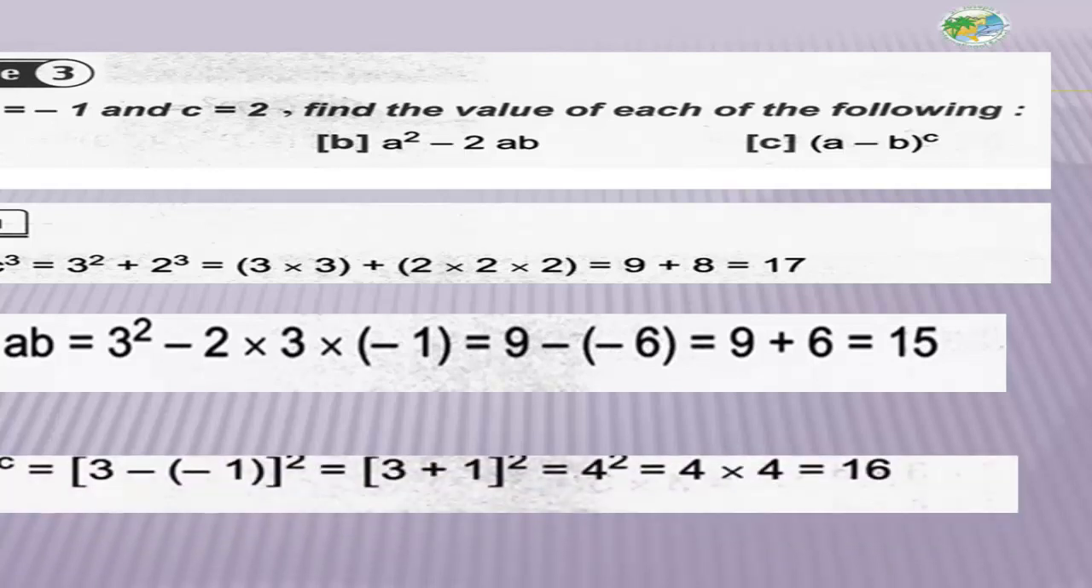Number C, A minus B power C. We replace A by 3, we replace B by negative 1, we replace C by 2. Then 3 minus bracket negative 1 power 2. Here the minus, you can draw a line between them and change it into a plus symbol, the sign of plus. So 3 plus 1 first equals 4 power 2, equals 4 times 4, equals 16. Fine.